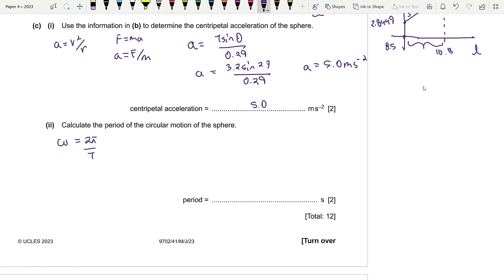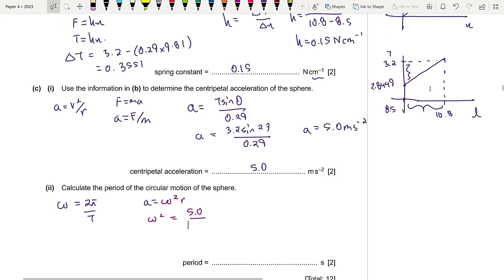But we need omega first. How do you find that out? We know centripetal acceleration. There are multiple ways you could do this, honestly. We know centripetal acceleration is either v square by r or omega square r. Let's just go for omega square r. It's going to be faster. Omega square r. So, omega square is actually equal to a by r. Right? A by r.